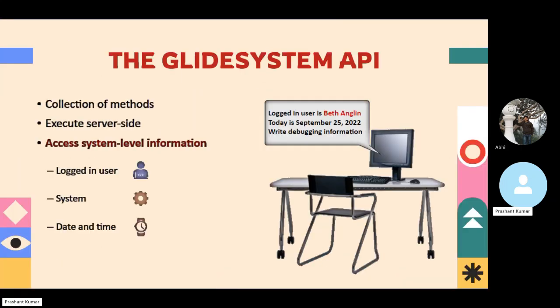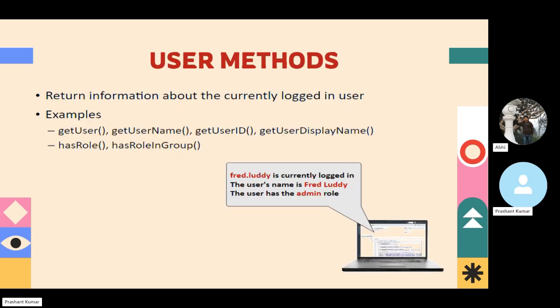We have the Glide System API, and it has a collection of methods which execute on the server side. I have already mentioned that. And we can access system-level information here, like the logged-in user and what the date today is, and what the date time is. So we can get some kind of information from the system. Using this Glide System API, you will get more accurate details because it will fetch from the server side, so it will mostly show you real-time data.